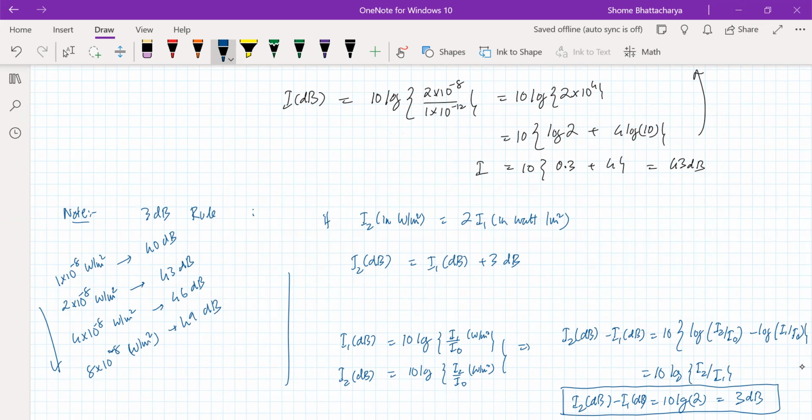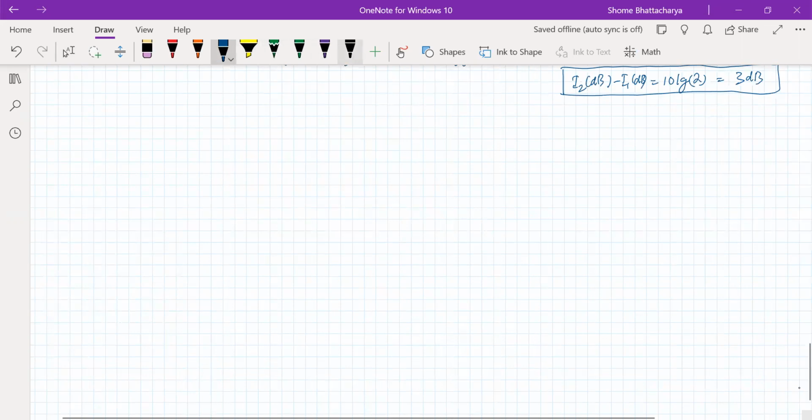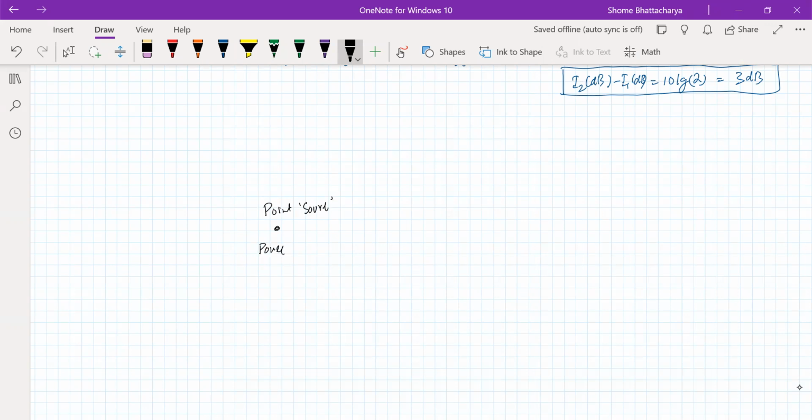Okay, now next up, let's see another very important relation. When we have a point source of sound, or basically a source of sound whose own dimension is negligible compared to the distance that we are taking from it. So if that point source is emitting a power P, then at a distance R from it, the intensity becomes proportional to P divided by R square.